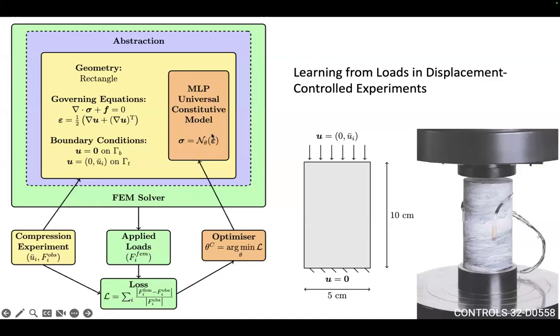And what you want to do is optimize the parameters of this neural network using something that you can measure, which is the force that is given in output by the FEM solver and the force that you have measured during your test. And with this framework, you can use this data to selectively train not the whole model. So you don't need to make the model learn the geometry, the governing equation, or boundary conditions, but just the part of the model that you don't know, the constitutive model.